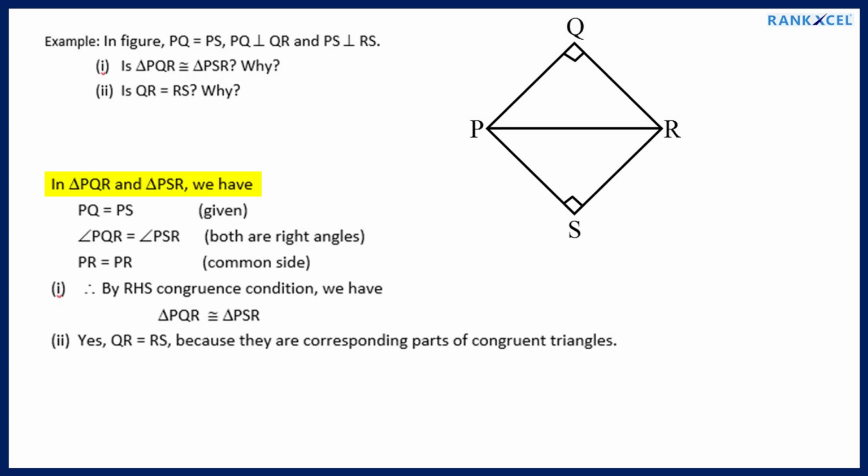In triangles PQR and PSR, we have PQ equals PS, given. Angle PQR equals angle PSR, both are right angles. PR equals PR, common side. By the RHS congruence condition, we have triangle PQR is congruent to triangle PSR. 2. Yes, QR equals RS, because they are corresponding parts of congruent triangles.